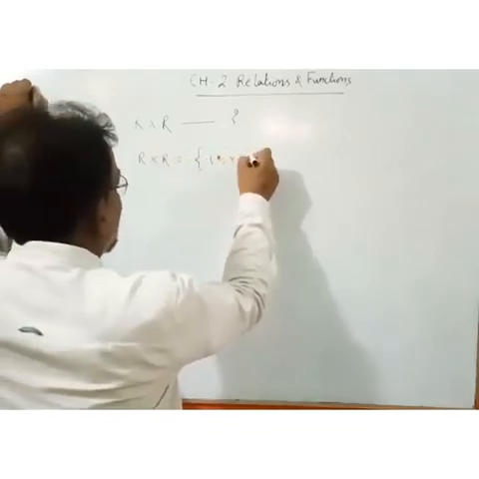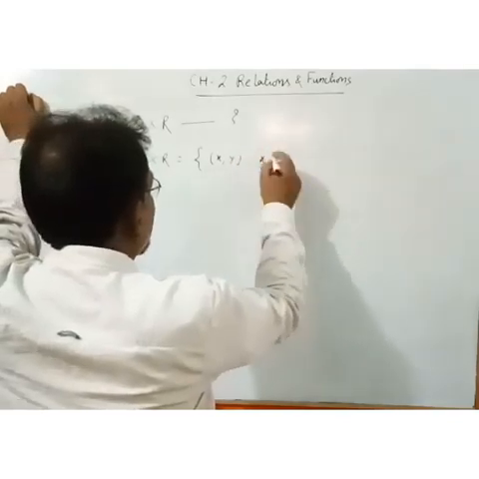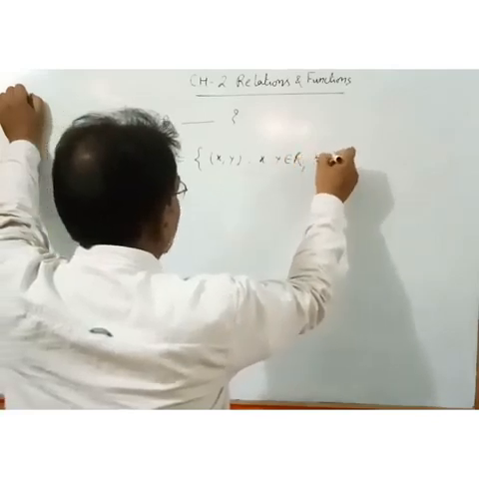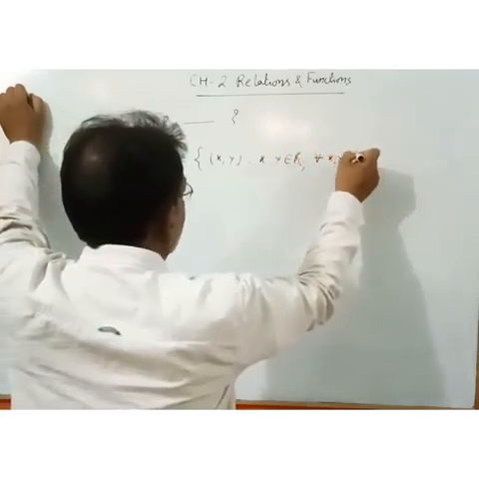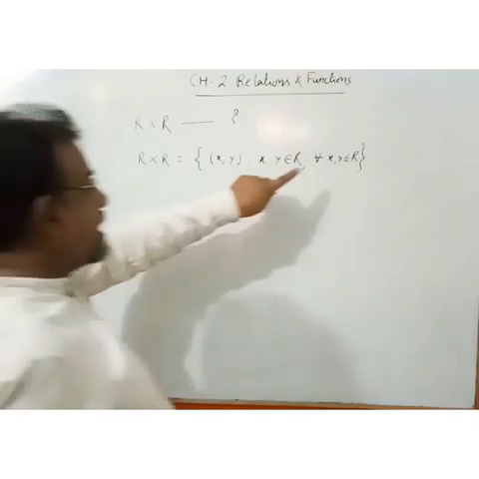So let us define R cross R. It will be the set of (x, y) such that x, y both belong to R, for all x, y belonging to R.